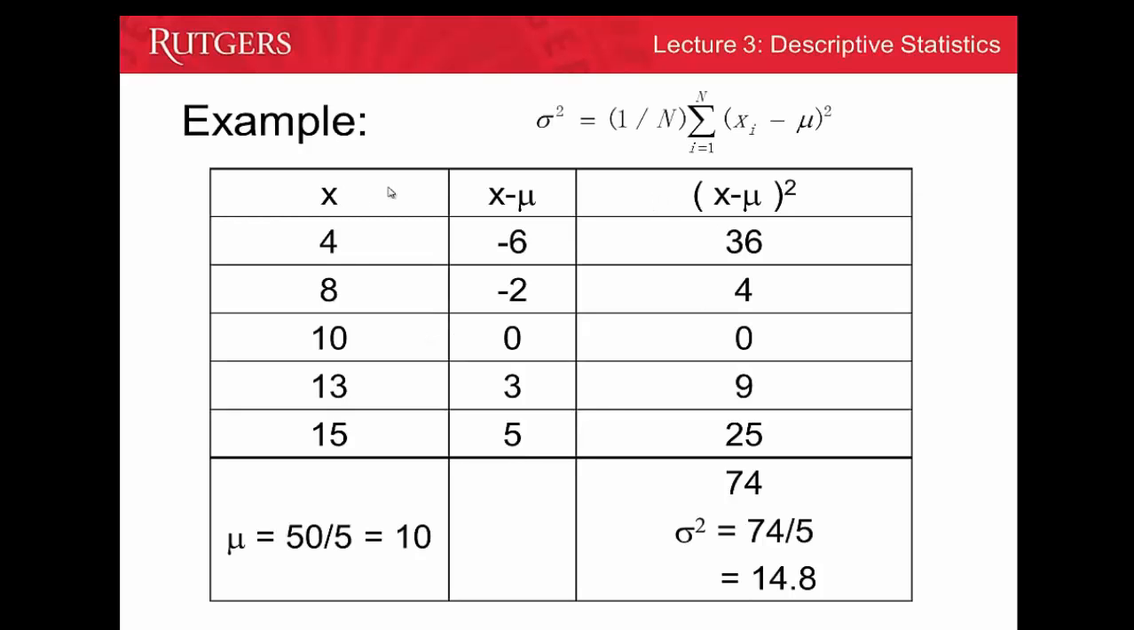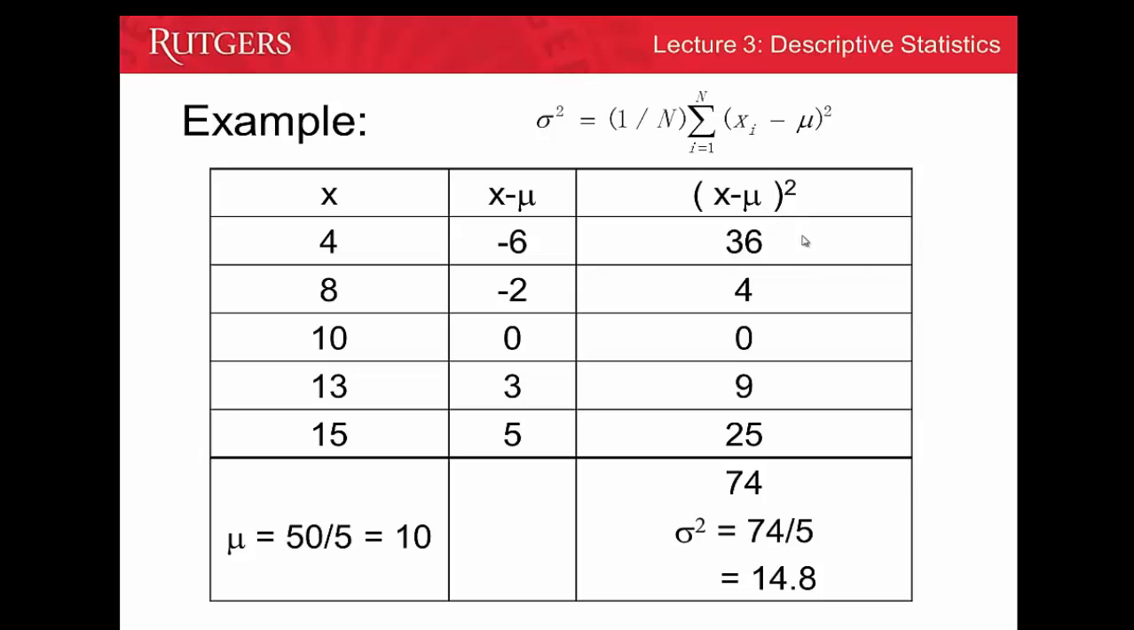Okay, so here is the example. We have 4 data in the data set, and the mean is 10. For each value we use its absolute value minus the mean. So the first one is minus 6. For the second one is minus 2. For the third value, the difference is 0. And for the fourth one, it's 3. For the last one is 5.